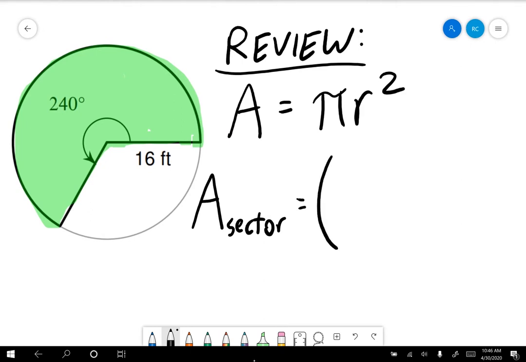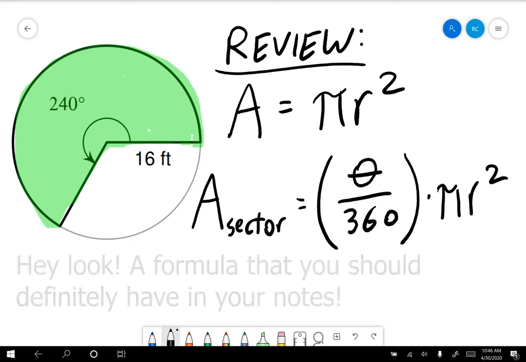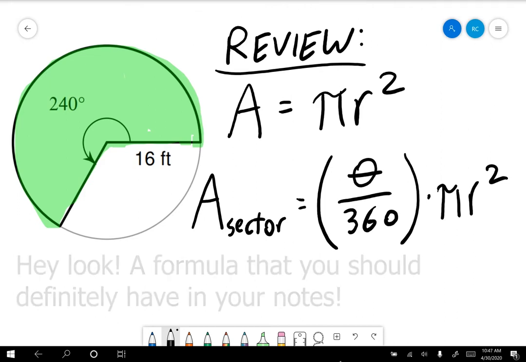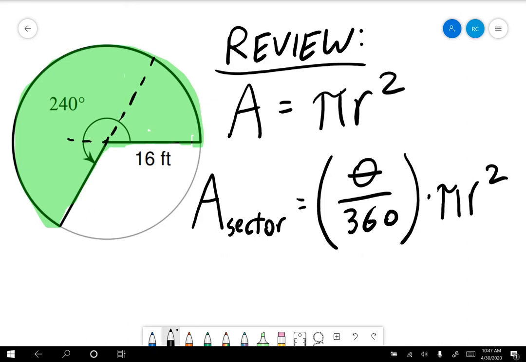well, you're going to take how much of the circle you've got, which in this case is 240 degrees, and you divide that by 360. And then instead of multiplying by the circumference like we did for arc length, you multiply by the area to figure out the area of the sector. It looks to me like what we've got is 2/3 of the circle, 4/6. We'll see if that ends up being the case.